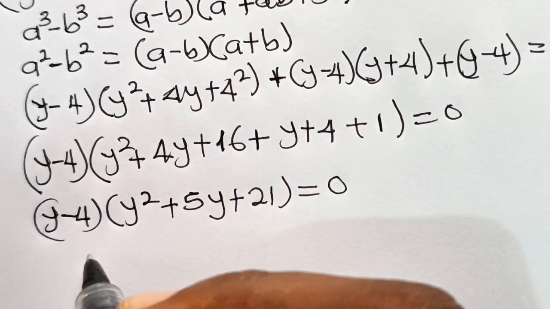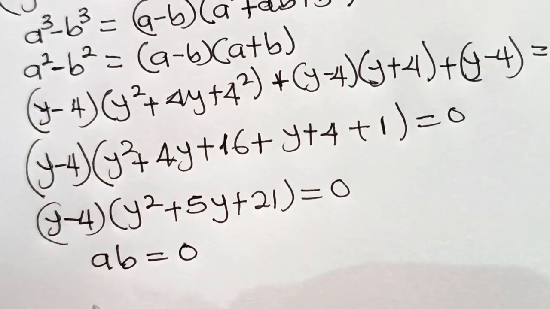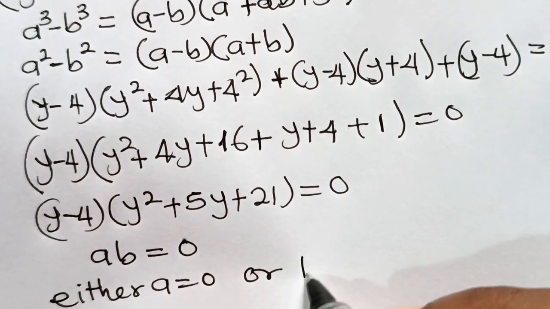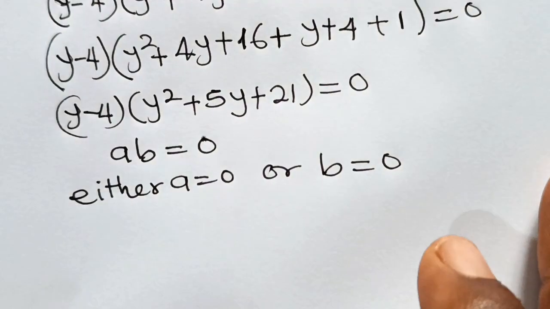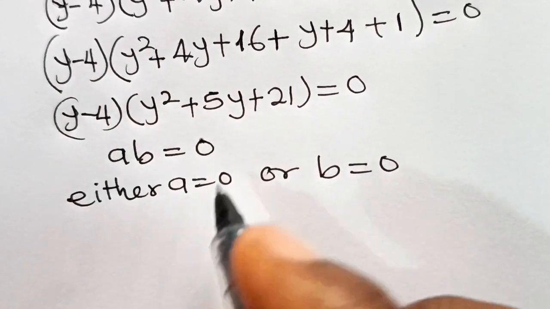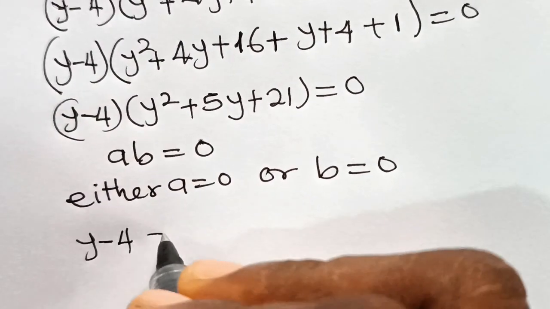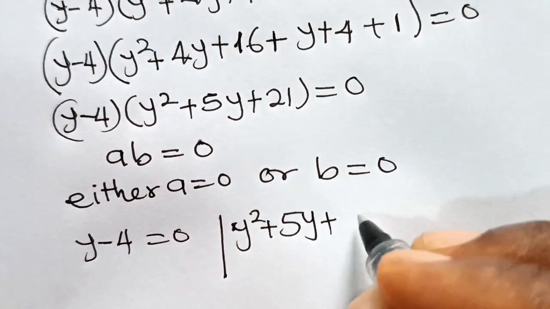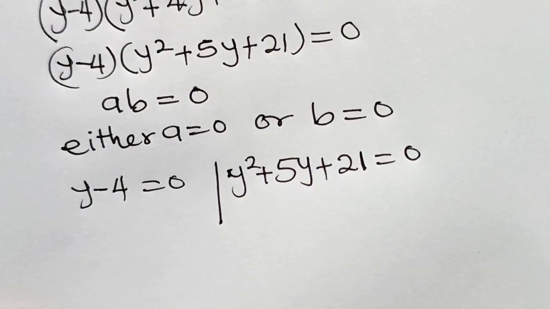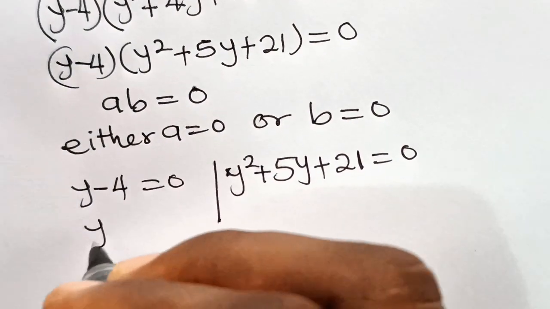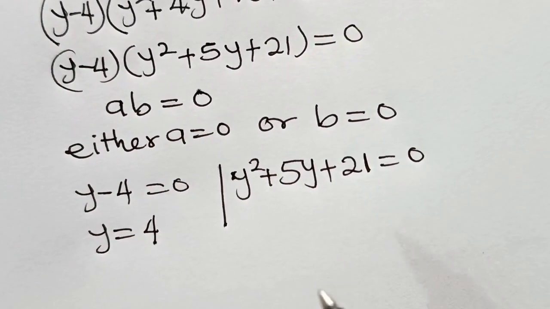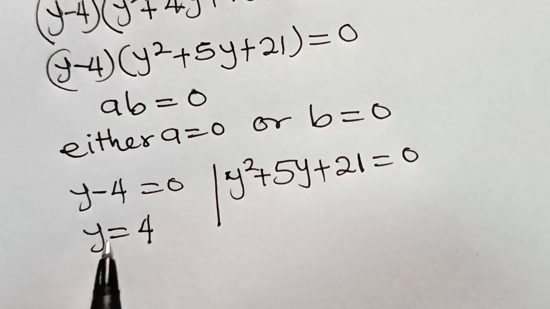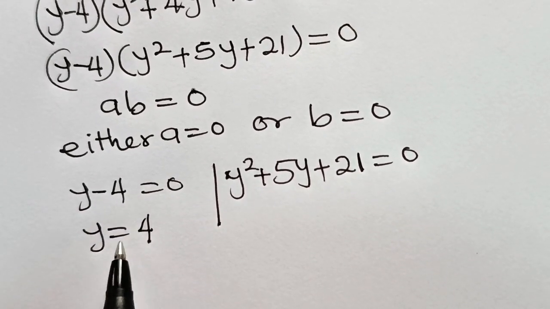Remember that when you say a multiplied by b is equal to 0, then either a is equal to 0 or b is equal to 0. That means either y minus 4 is equal to 0 or y squared plus 5y plus 21 is equal to 0. So from the left hand side, y is equal to 4. Note, we are not looking for the value of y, rather we are asked to find the value of x, but we can get the value of x from y. So we are going to come back to this to get the value of x.